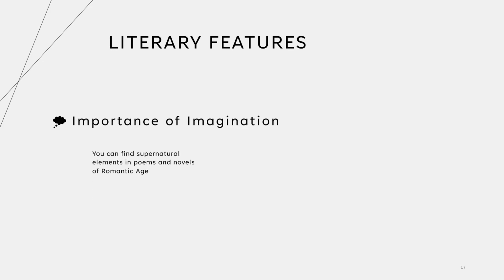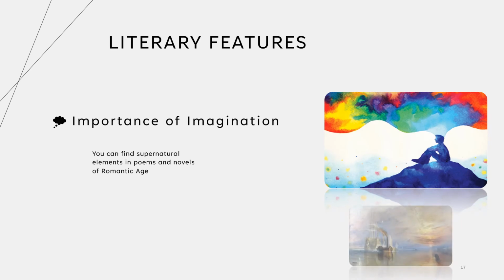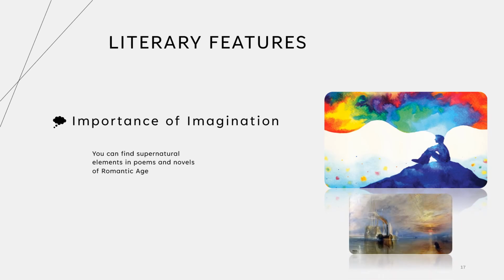Number 5. Importance of imagination. So, if you see some poems of the Romantic Age, such as Coleridge's Christabel, you will find supernatural elements. It is because imagination was celebrated during the Romantic Age. So these were the literary features of the Romantic Age.